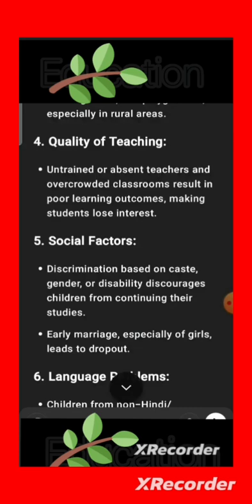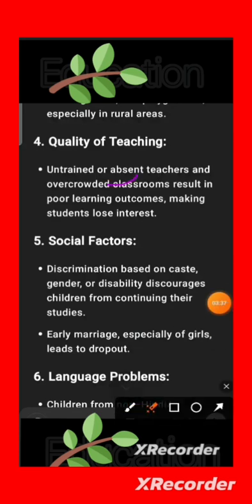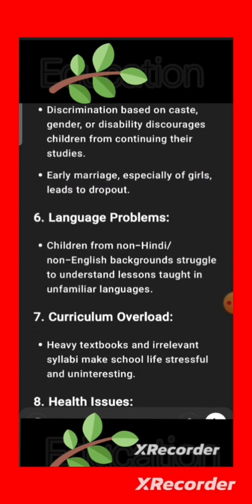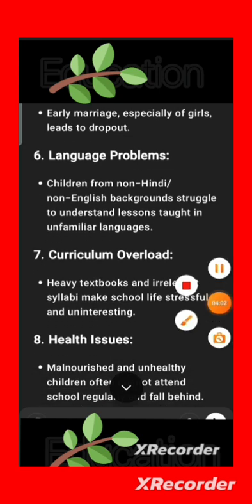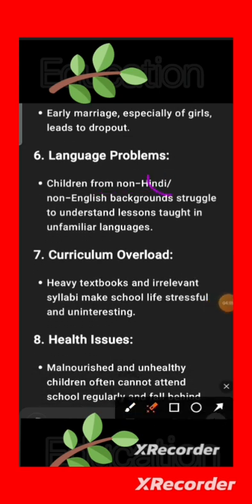Quality of teaching. Untrained or absent teachers and overcrowded classrooms result in poor learning outcomes, making students lose interest. Social factors. Discrimination based on caste, gender or disability discourages children from continuing their studies. Early marriage, especially of girls, leads to dropout. Language problem. Children from non-Hindi, non-English backgrounds struggle to understand lessons taught in unfamiliar languages.